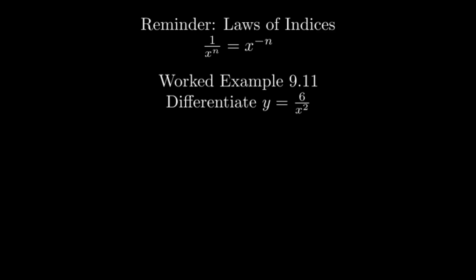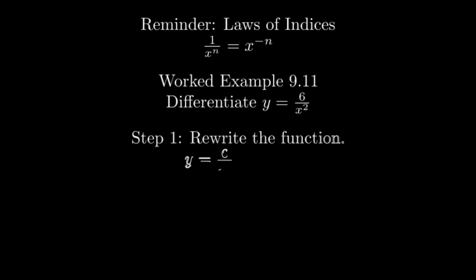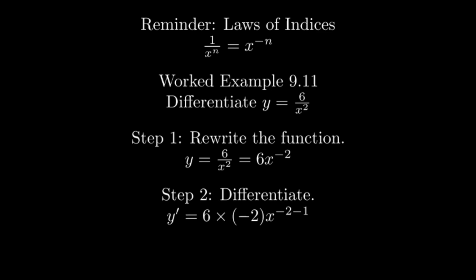Let's look at worked example 9.11. Differentiate y equals 6 over x squared. As it's written, this is a quotient, and we don't have a rule for that yet. But we can rewrite it. Using our laws of indices, we can rewrite x squared in the denominator as x to the power of negative 2 in the numerator. So y is the same as 6x to the negative 2. Now, this looks familiar. It's in the form ax to the n, where a is 6 and n is negative 2.